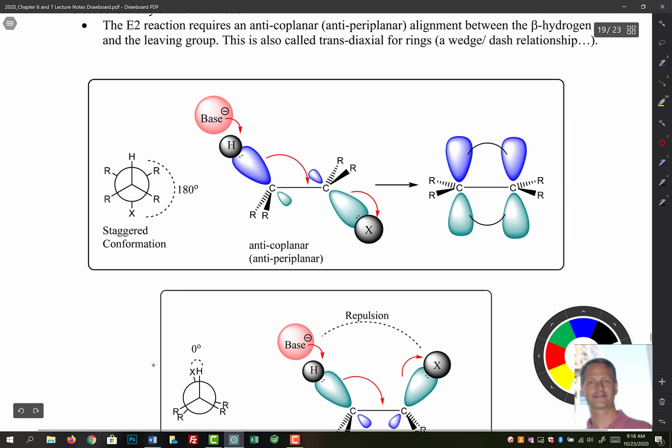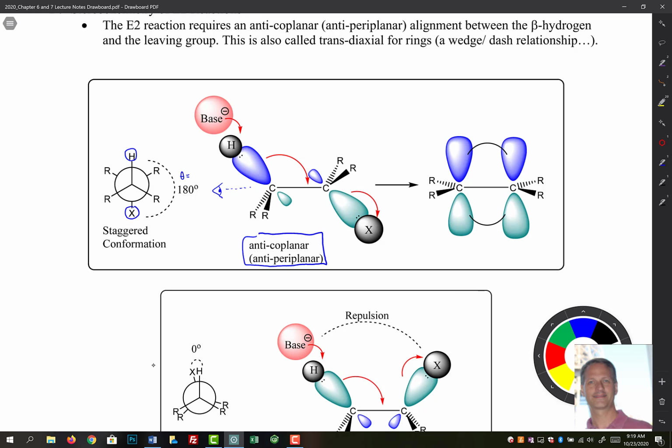Right now, in this Newman projection, we can see that we have an H atom here, and then our leaving group is back here. So this is a Newman projection of this molecule here, looking down that bond. Here we have a dihedral angle equal to 180 degrees. And when we have this arrangement, we have something called anti-coplanar, also sometimes referred to as anti-periplanar.